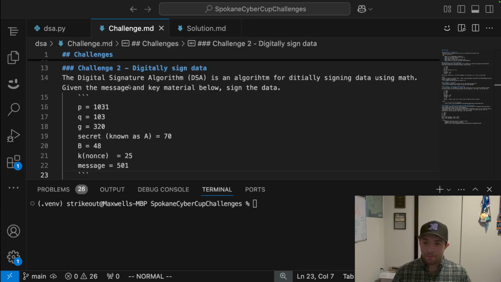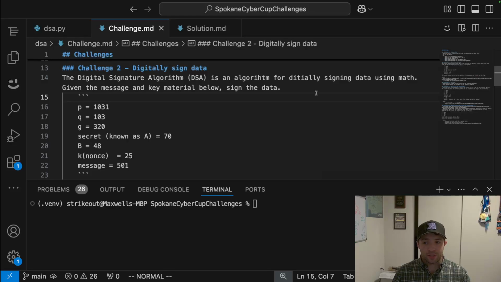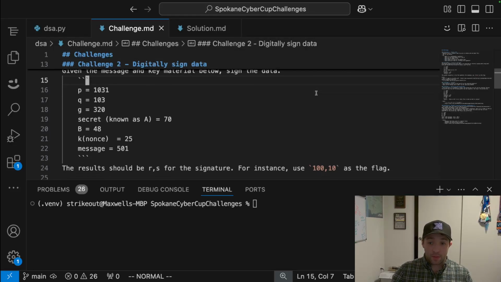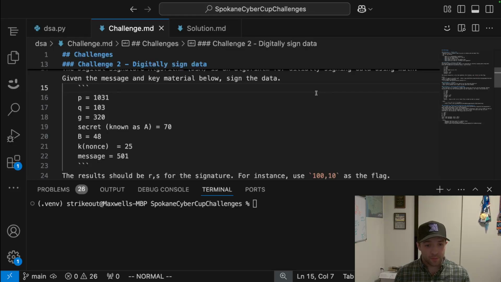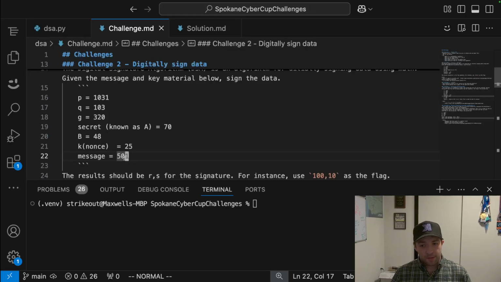So let's read through the prompt. The digital signature algorithm is an algorithm. Good job misspelling this, Max. DSA, for digitally signing data using math. Given the message and key material below, sign the data. So in this case, we're just signing the message we're given. Typically, when you're given a message, it would actually be a hash of the message, because otherwise you get a very gigantic number and it gets bigger and bigger and the math becomes very difficult to do. But because these are small numbers, I just kept it as a message, and I didn't hash it for this part.